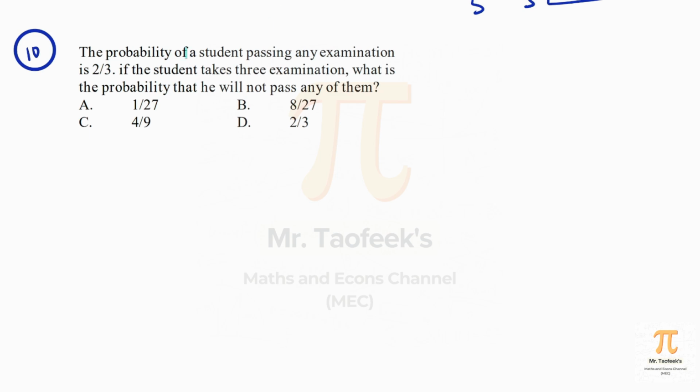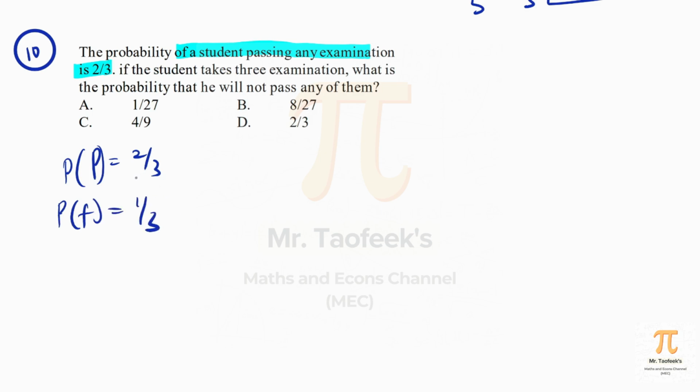The probability of a student passing any examination is 2 over 3. One thing you should know is that probability always adds up to 1. If the probability of passing is 2 over 3, then the probability of failing must be 1 over 3. If I say the probability of me going to school today is 9 over 10, then the probability of me not going to school is 1 over 10.